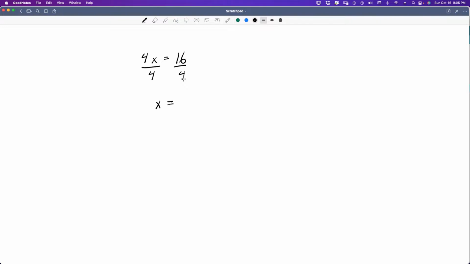16 divided by 4 is going to be 4. So what we can do is we can check our work, and we can go back to the original equation. 4 times x is equal to 16, and take the value we found for x and substitute it in. Actually, I'm going to write it in a way that you're used to. 4 times 4 is equal to 16. We know that 4 times 4 is 16, and 16 is equal to 16, so that checks, and this is the correct response.